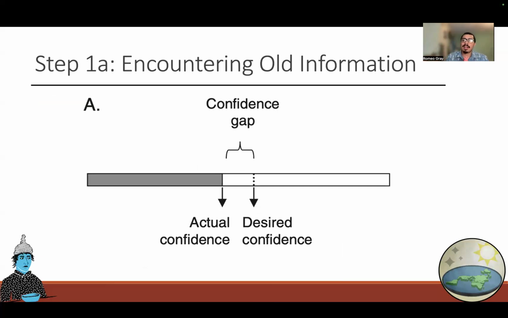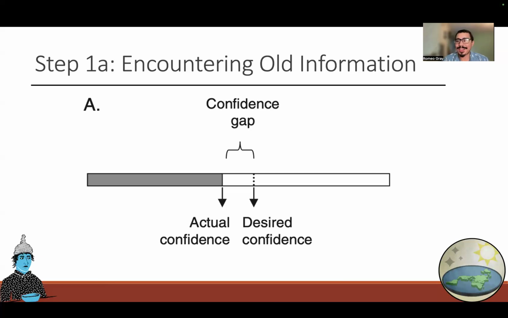This leads us back to the dual process theory of information processing. Because what encountering old information over and over and over again does is essentially help us close our confidence gap. The more we see something, the more confident we're going to be that that thing is true. There are obviously some exceptions to this. I've said this before, and I'll say it again: not everybody's the same. Not everybody encounters the same information the same way.